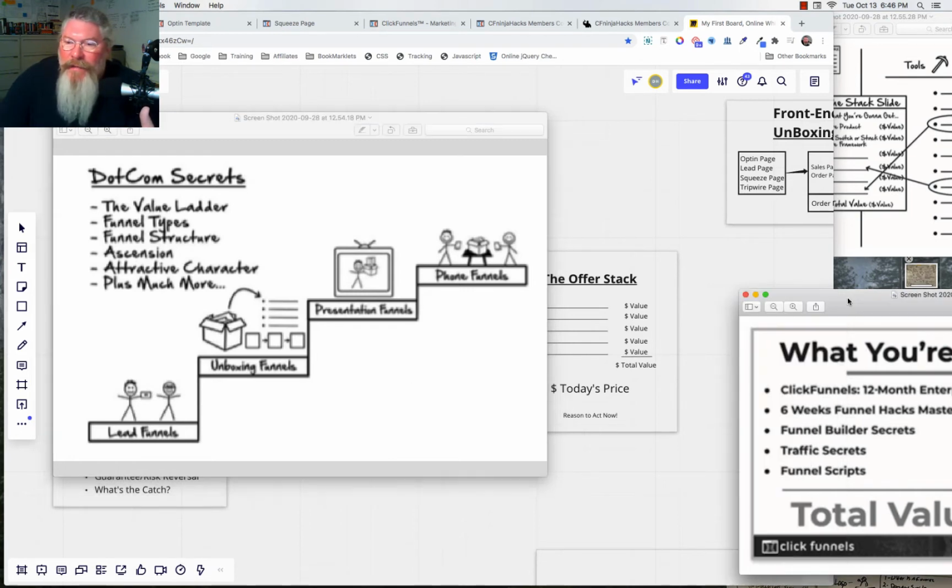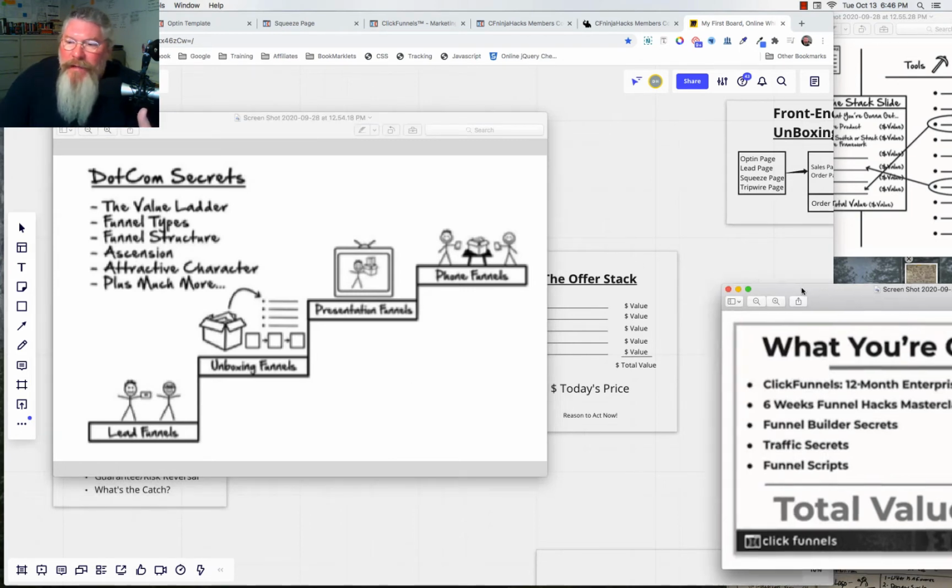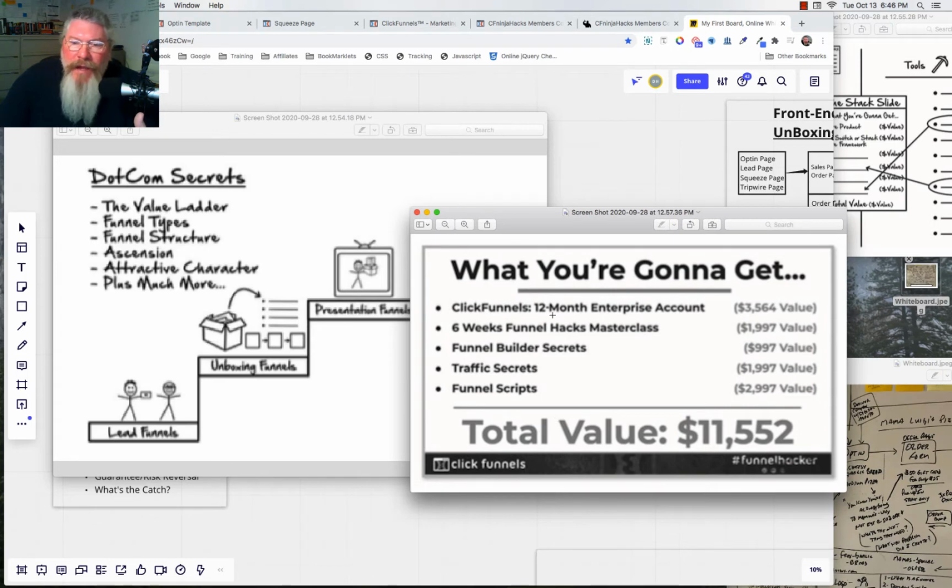You've all seen the stack before, seen this a million times on all of Russell's products. And so you got, okay, so you're going to get 6 months of ClickFunnels, you're going to get 6 weeks of training, and this and this and this. And so you have all of these products in there on your stack, and they're like this. Well, what they refer to now as an unboxing funnel is you're going to take that from being the stack inside of the Perfect Webinar, and you're going to turn it like this.